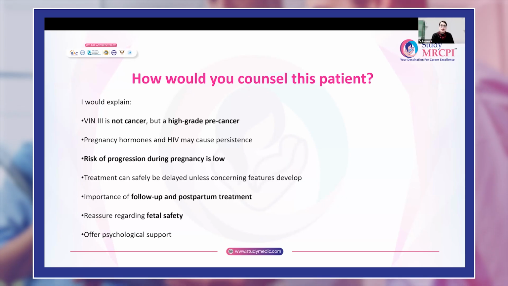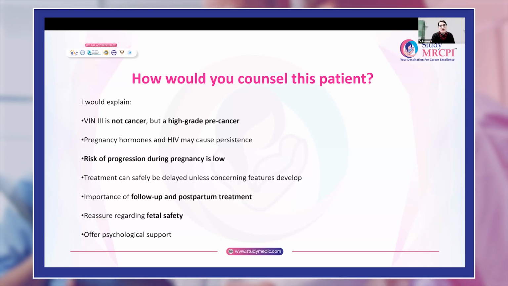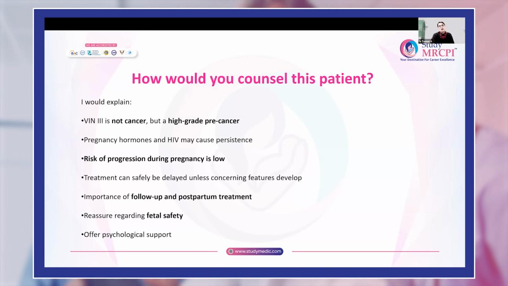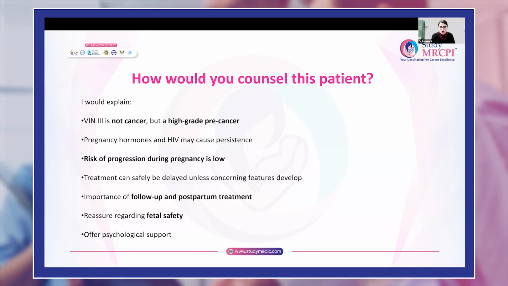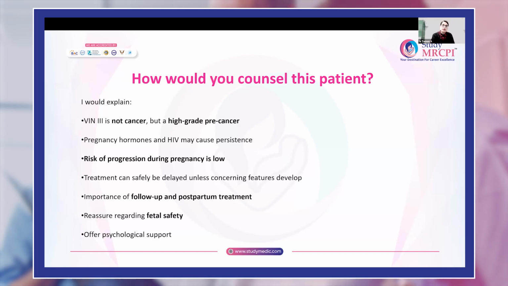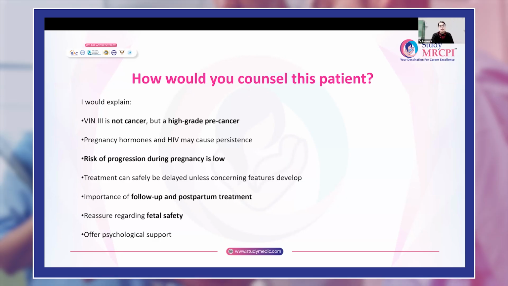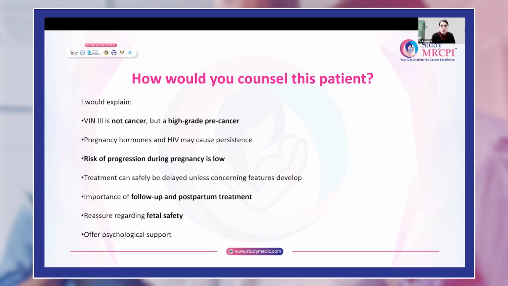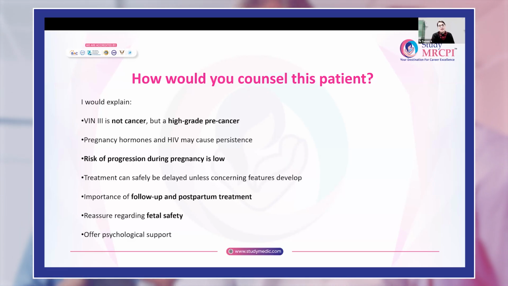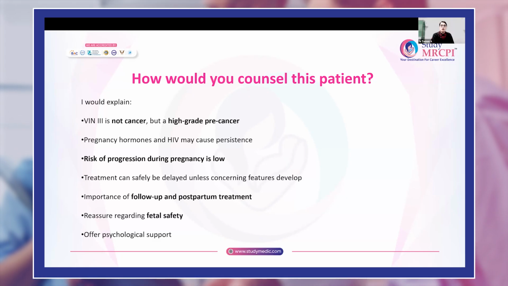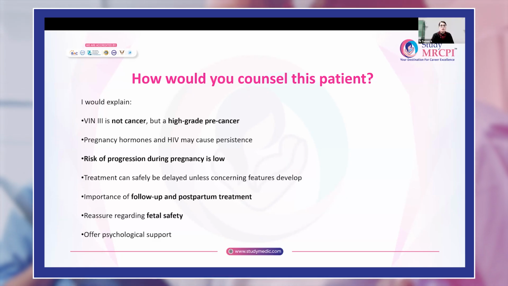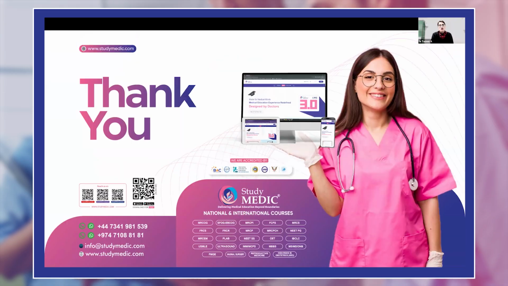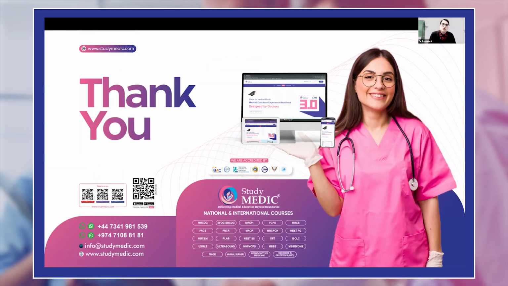Risk of progression during pregnancy is low. Treatment can safely be delayed until the postpartum period, but she should be counseled about the importance of follow-up and postpartum treatments. She should be reassured that there are no concerns associated with the baby's safety. And she should also be offered psychological support, keeping in view the various risk factors which can affect her mental health as well.